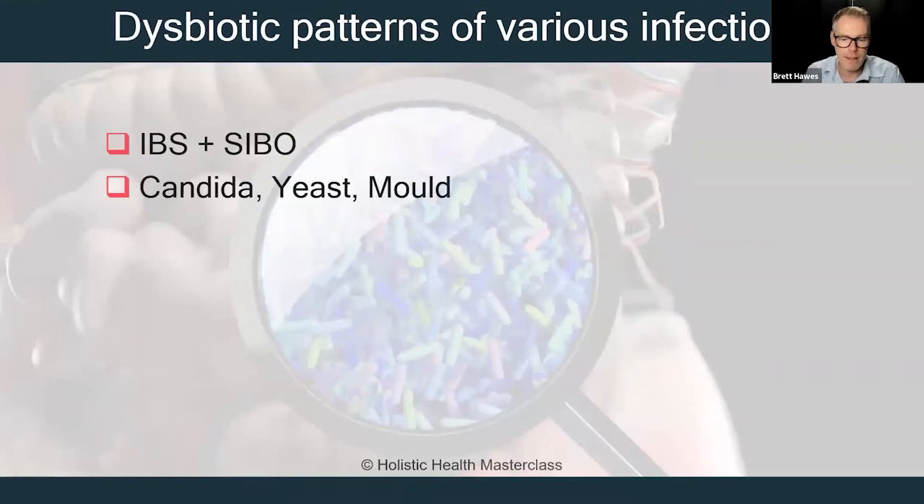So Candida, yeast and mold. I don't have a slide for that. I'm just going to sort of speak about that. The obvious ones, right? So people are sensitive to sugars. Okay, they're sensitive to baked goods, to yeasted stuff. What else?